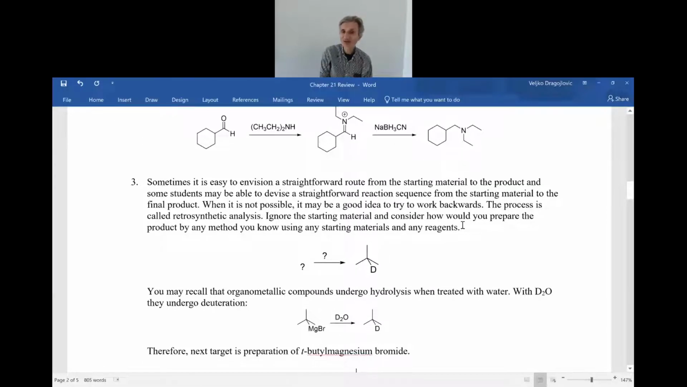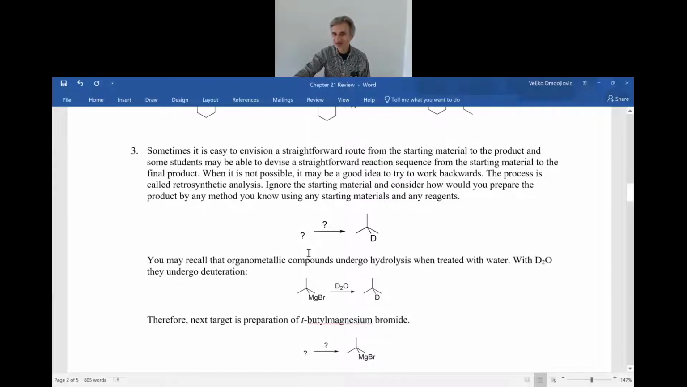So if you don't know how to solve a problem like this, the best way is actually to work it backwards. So you should simply ignore what was the starting material and simply look at the product. How would you make this product in a reaction that you know?